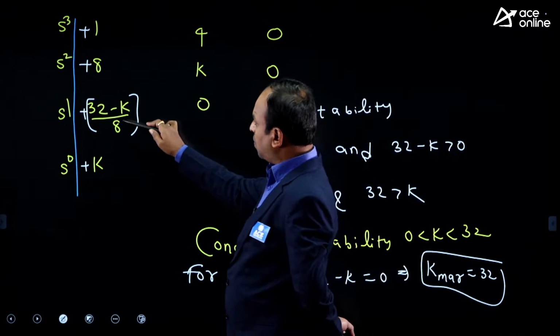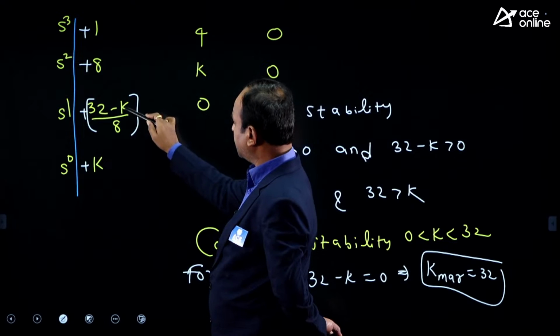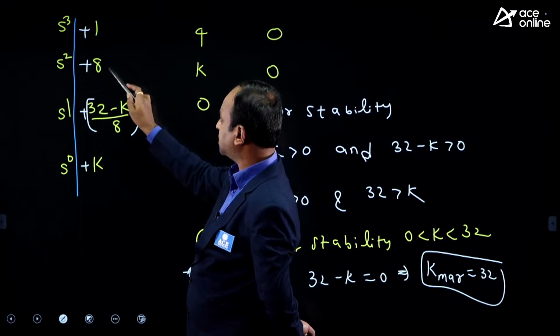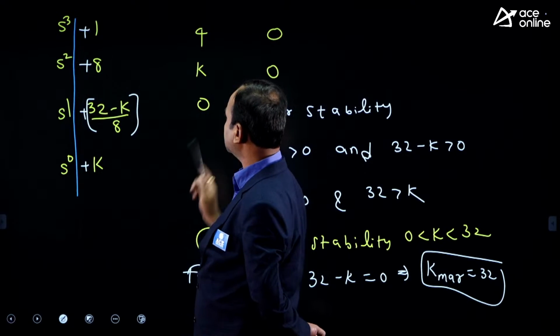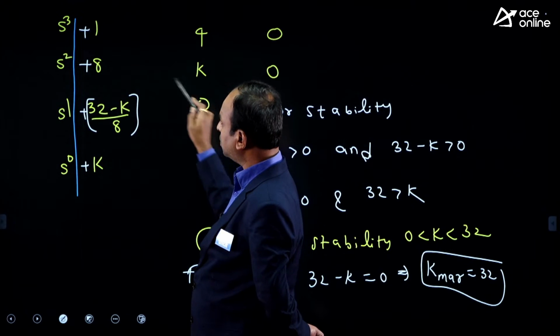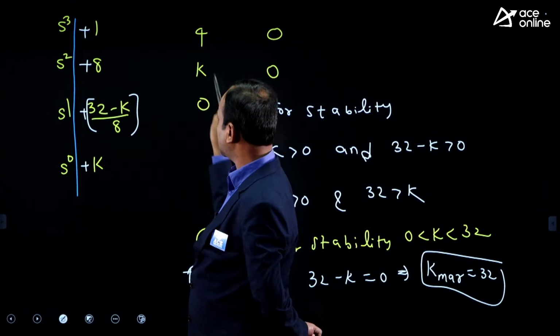The procedure, one entire row 0, right? When k equal to 32, one entire row 0. Write the auxiliary equation. Above the 0 elements, 8s square plus k. If k equal to 32 here, then only it becomes 0. Then the auxiliary equation is 8s square plus k.